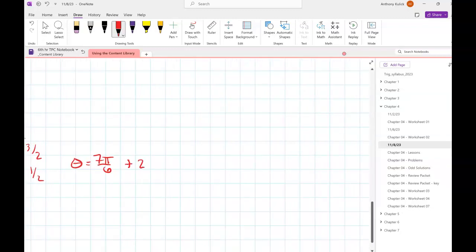So let's see. So 1 and 1/6 plus 2 gives me 3 and 1/6, right? That's going to be between 3 and 4. So this should be my answer, right? To add these, what do I need to make? Common denominator. What would the common denominator be?